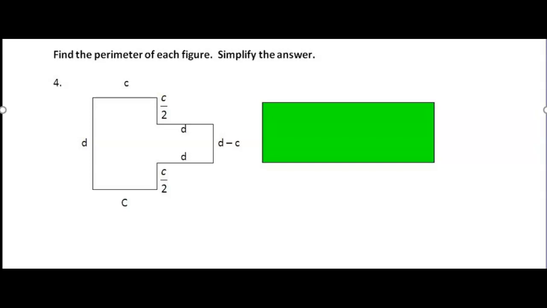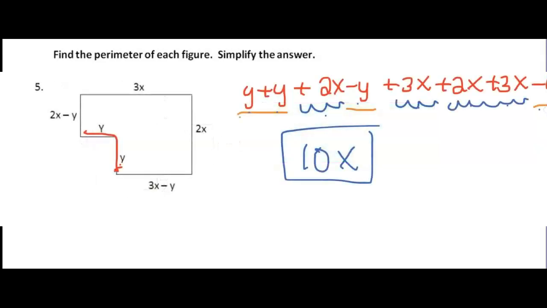And then on the last one, we're looking at perimeter again. So once again, you want to start in a corner. And if you like to be different, you could start down here. And then you work your way around. So I have Y plus Y plus 2x minus Y plus 3x plus 2x plus 3x minus Y.